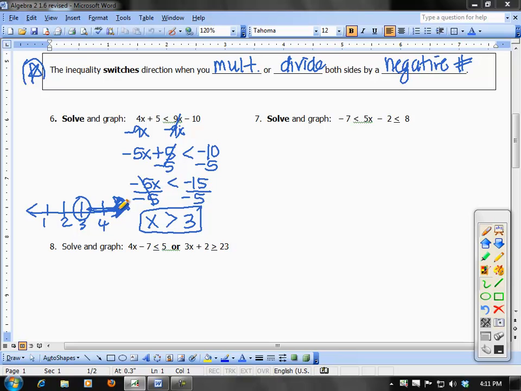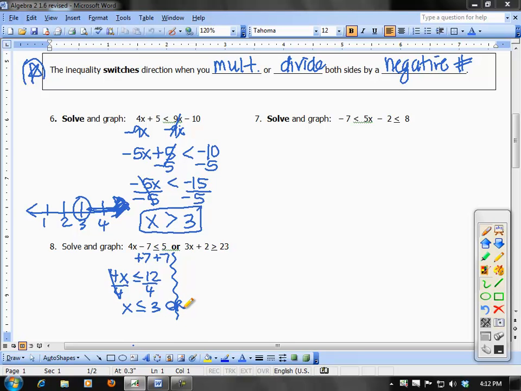Okay? See this "or" sign? "Or" means in opposite directions. It means two parts. So I'm going to draw a line down the middle here a second because I have two inequalities to solve. So what I'm going to do is treat each one as if they're separate. In my first inequality, 4x minus 7 is less than or equal to 5. I'm going to add 7. So 4x is less than or equal to 12. And when I divide both sides by 4, the 4 is positive, so my inequality stays the same, and I get that x is less than or equal to 3.